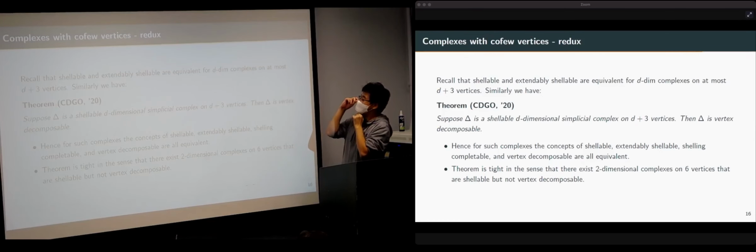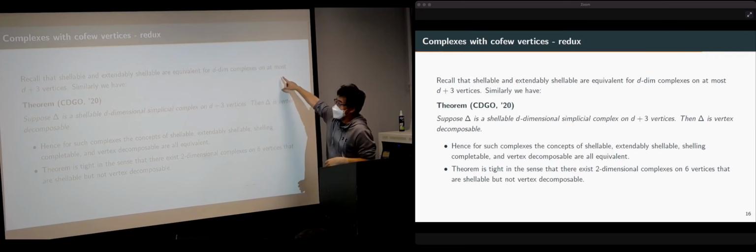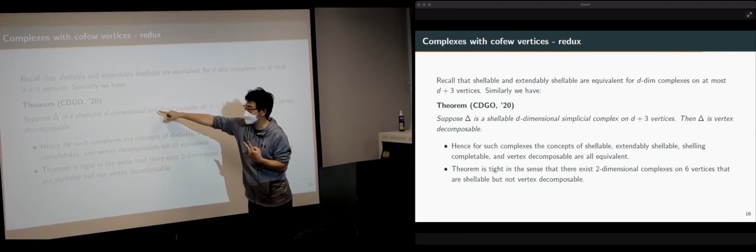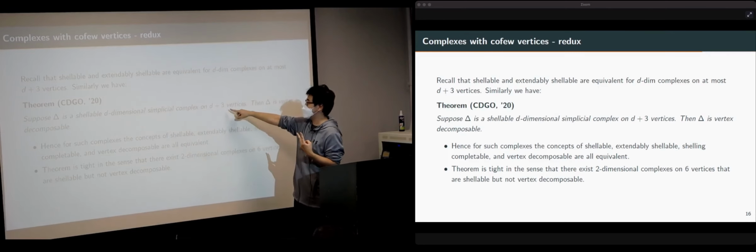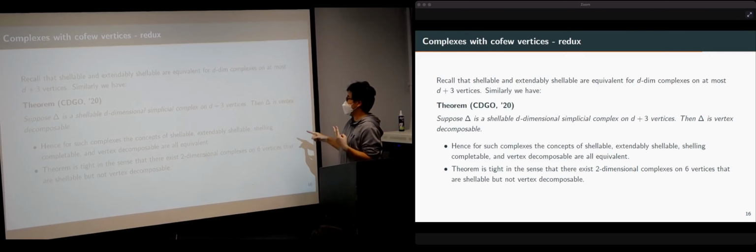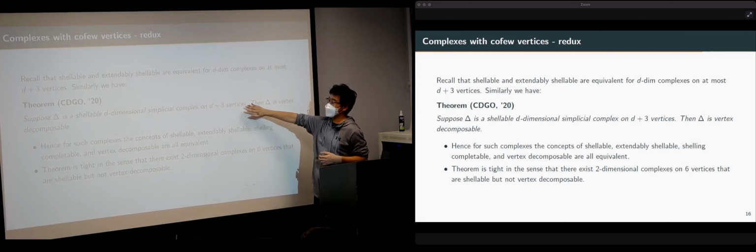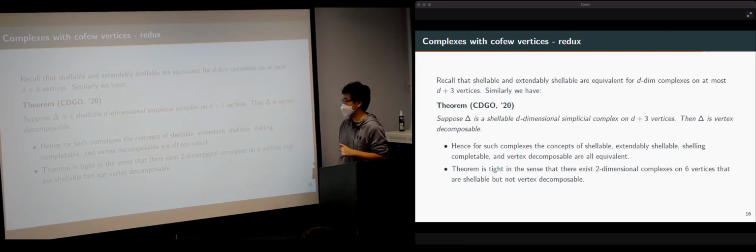Also, our result gives another proof for the d+3 case, which basically has a nice graph theoretic interpretation. So if you're looking at the codimension 2 case, that is, d-dimensional shellable complexes on d+3 vertices, then vertex decomposable is exactly the same as shellable for those small codimension cases. So all those different notions, shellable, extendably shellable, shelling completable, and vertex decomposable, they all just collapse to be the same thing.